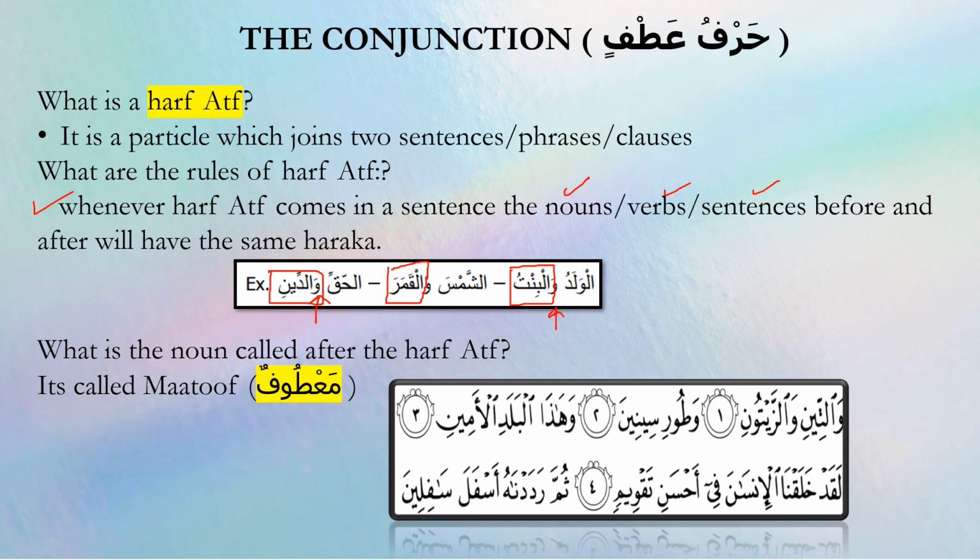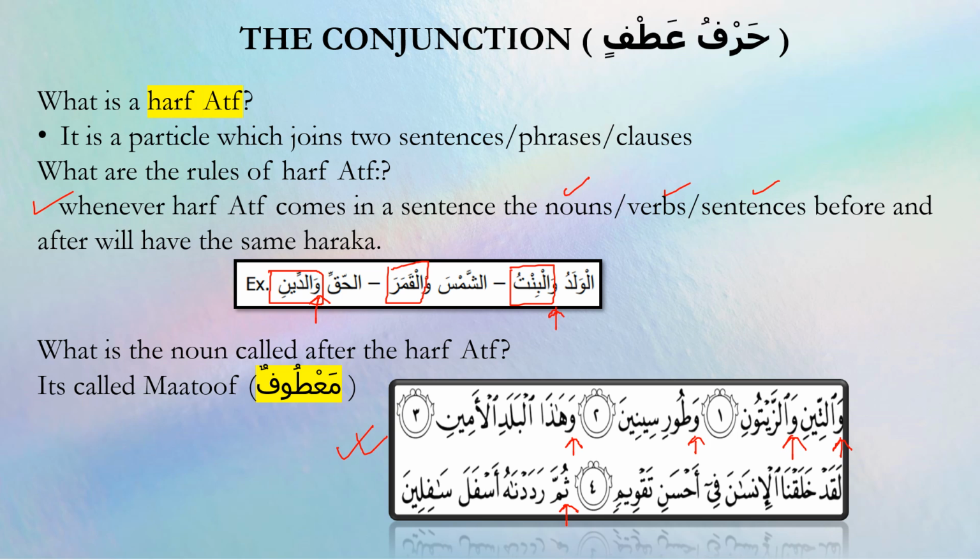Now let's check an example from the Quran. This is Surah Teen. You can see there is the first waw at the start of the surah, the second waw in the same ayah. Then there is another waw in the second ayah, and a third waw in the third ayah. Then after the fourth ayah, we have another harf atf here, thumma. We will do this later, but there is another harf atf here.